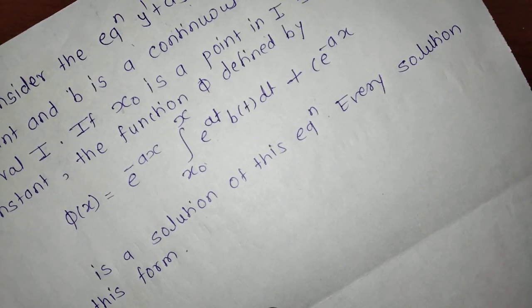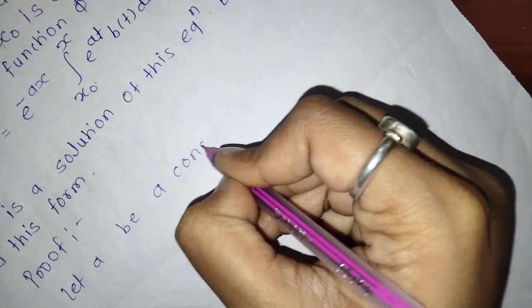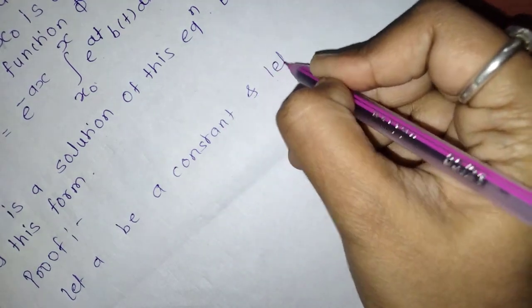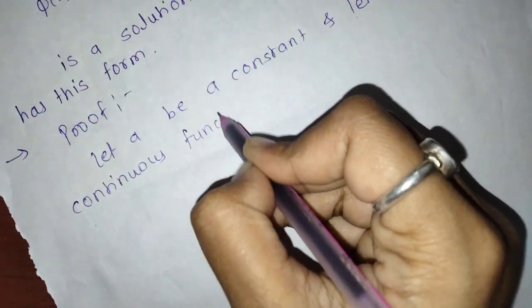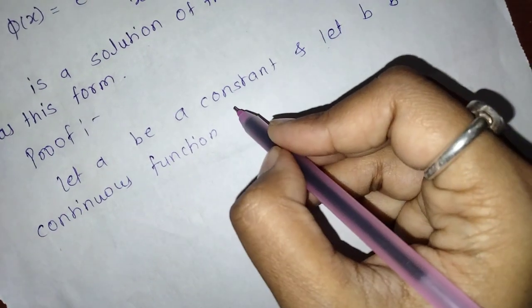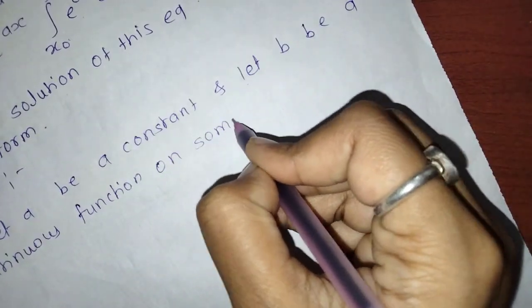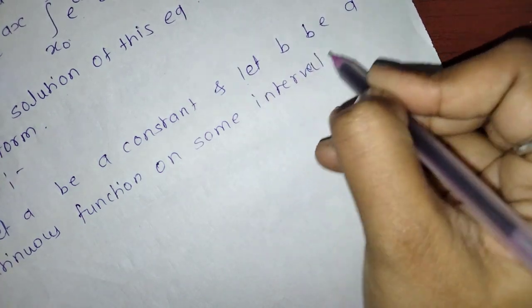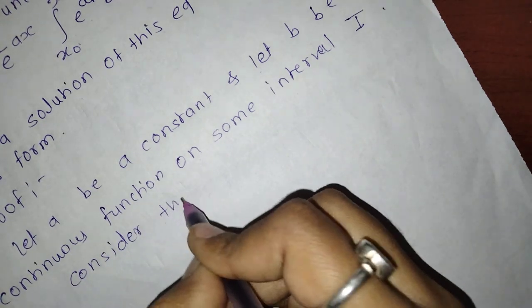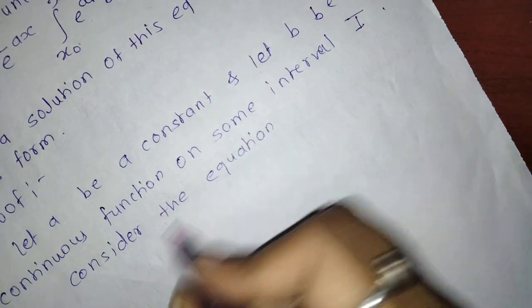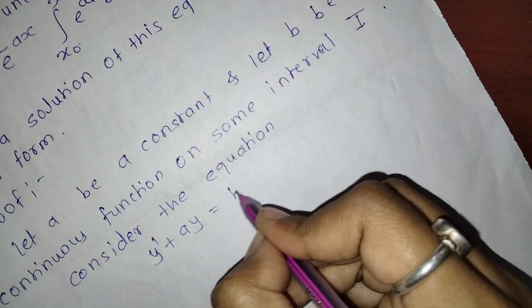Now, proof of this theorem. First, let a be a constant, and let b be a continuous function on some interval I. Now consider the equation y' + ay = b(x).